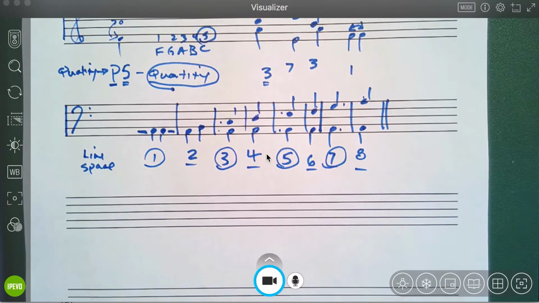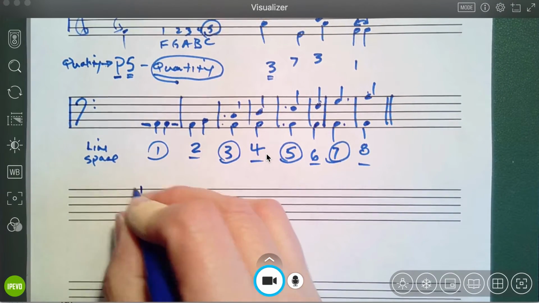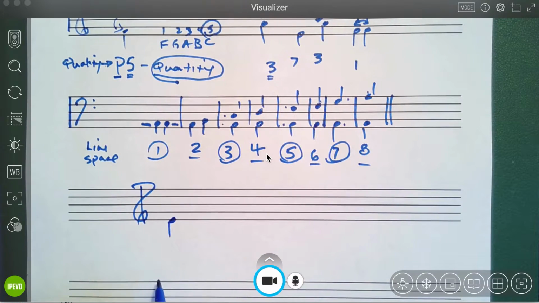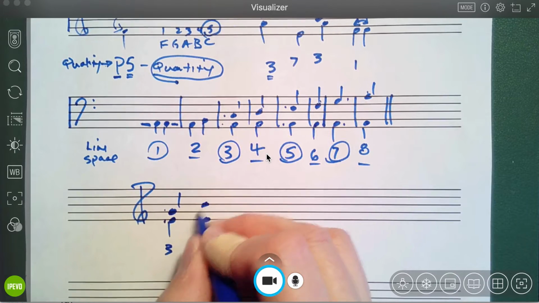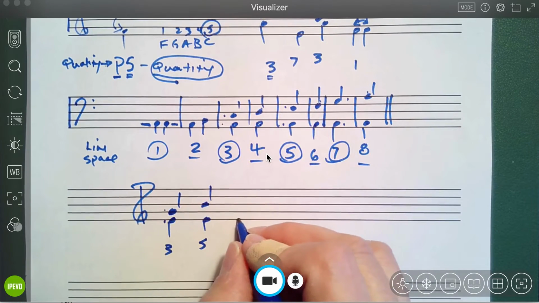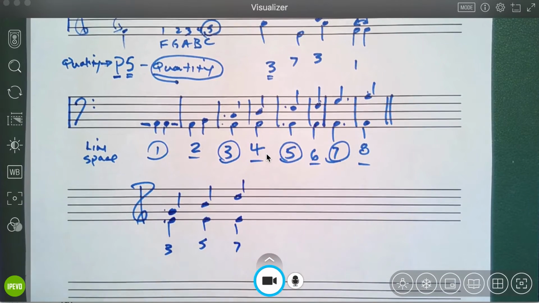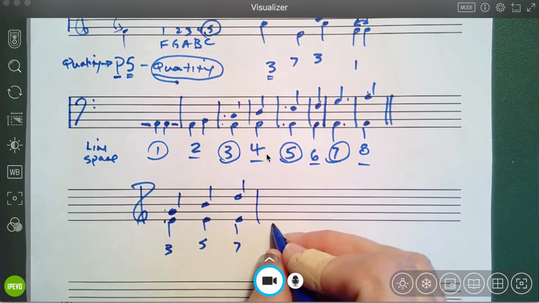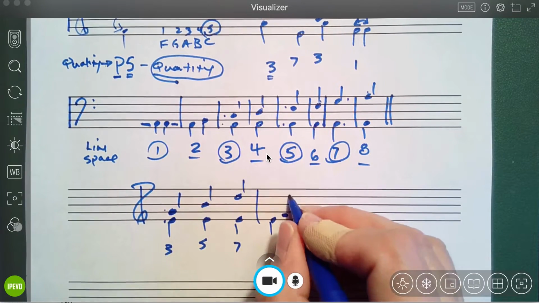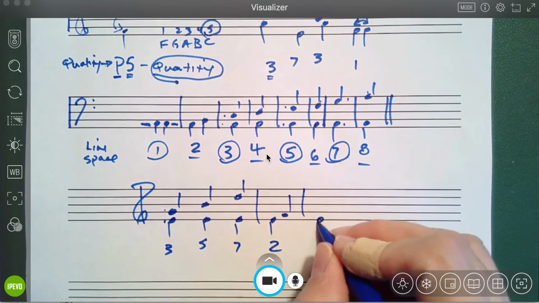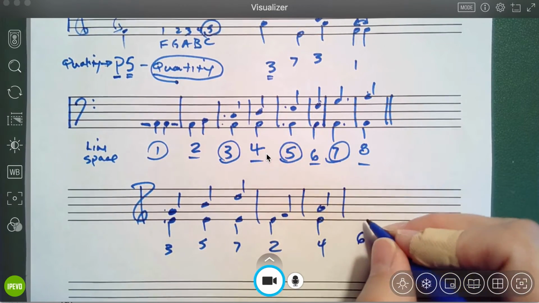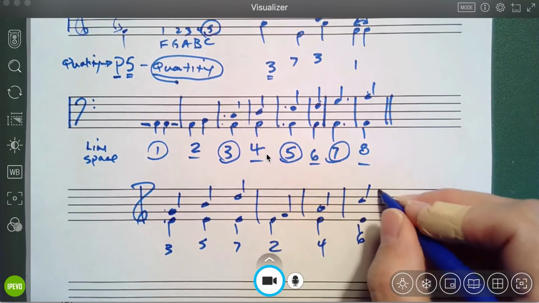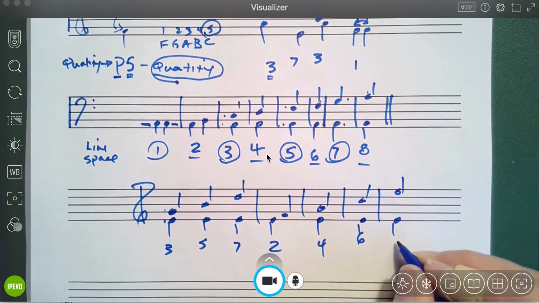Now, just to confirm that point, if I started on a line note, a third would go from line to line. A fifth would go from line to line. A seventh would go from line to line. Whereas a second would go from line to space. A fourth would go from line to space. And a sixth would go from line to space. Finally, an octave would go from line to space.